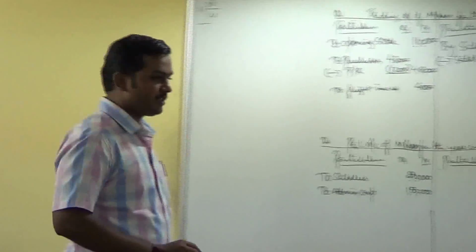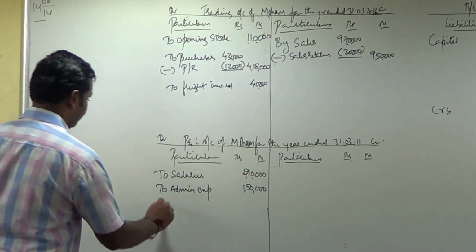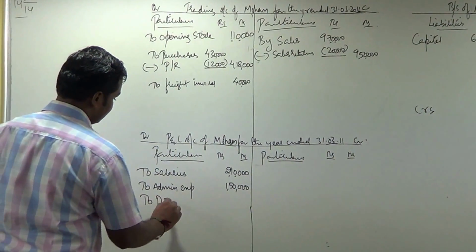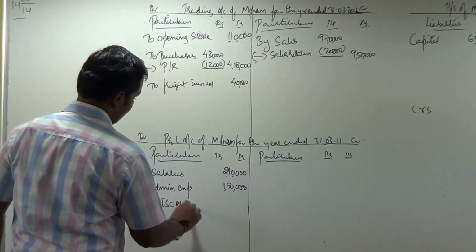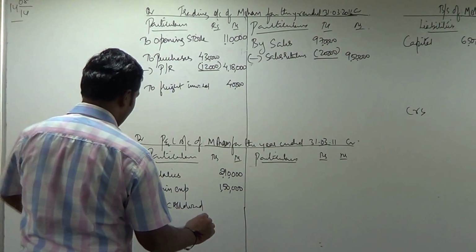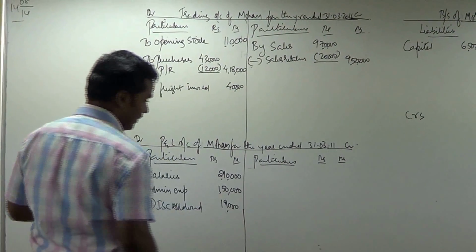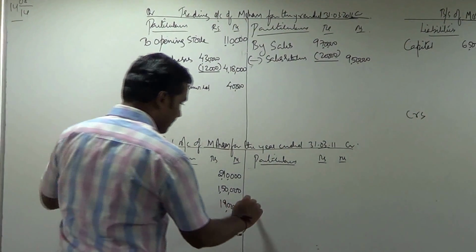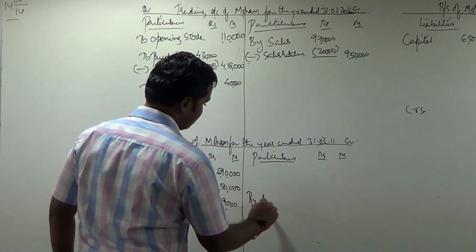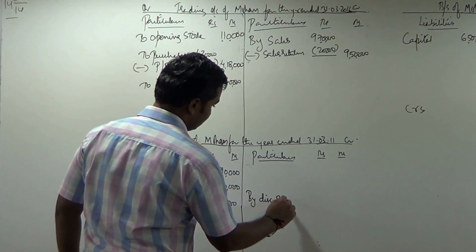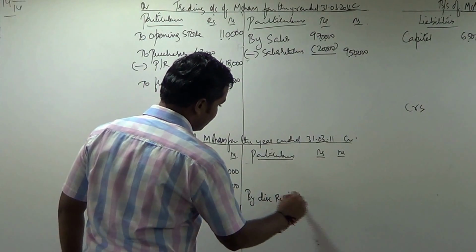So where should you show discount allowed? P&L account, debit side. How much discount allowed? 19,000. Discount received is shown on the credit side. How much? 9,000.